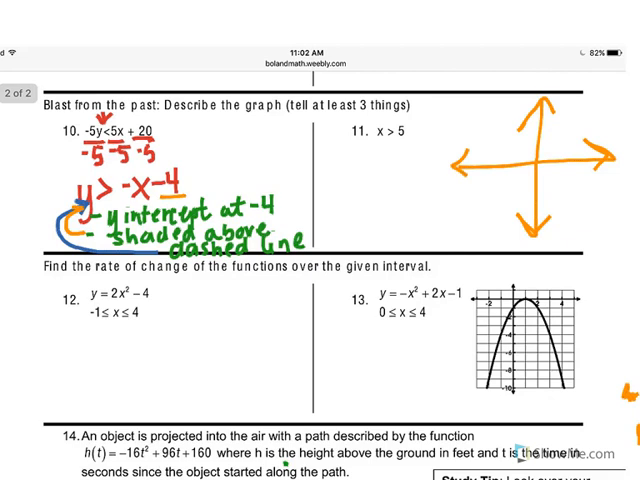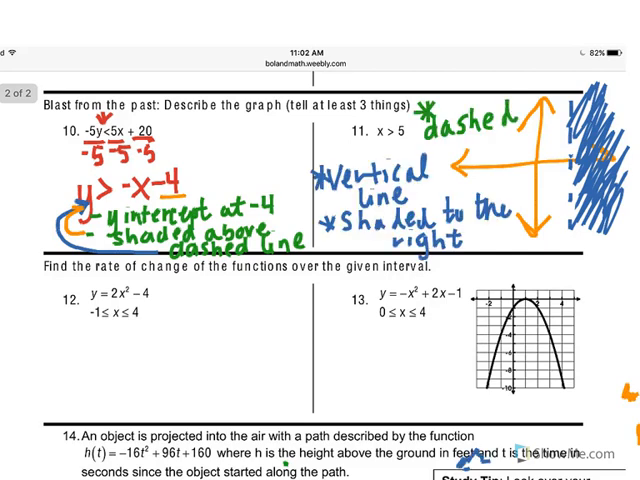draw a graph, and then you're going to find 5 on your graph. And this is going to be a dashed line because there's no line underneath. And it says that x is greater than 5. So you would shade everything greater than 5. So all these numbers over here are greater than 5. So it would be a vertical line shaded to the right. And don't forget to actually put dashed because it's dashed and vertical.